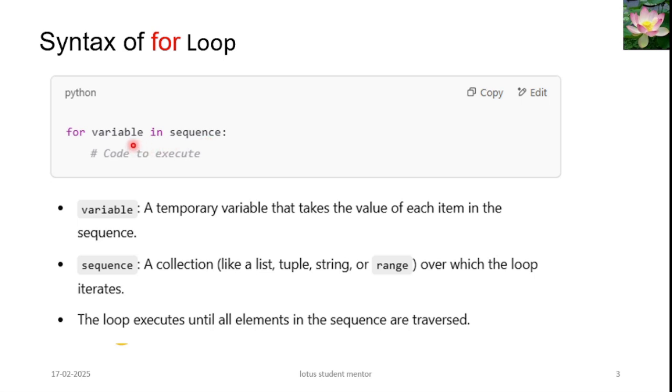The variable is a temporary variable that takes the value of each item in the sequence. The sequence, as I mentioned, is a list, tuple, string or range, over which the loop iterates. The loop executes until all the elements in the sequence are traversed, in the case of a list, tuple or string. Whereas in the range, it is traversed until the condition is fulfilled. When the condition is completed, the for loop terminates.